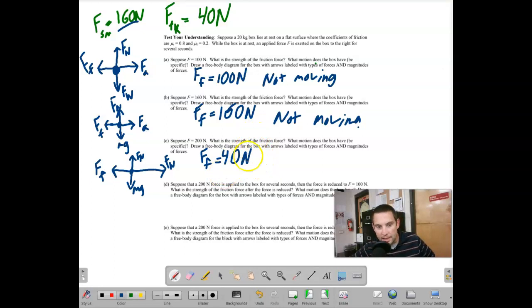But Mr. Scapatis, where did 40 newtons come from? All right, so we have now reached the maximum static frictional force. We've matched it in part B. And then in part C, we've broken that maximum frictional force. And as soon as you break that, the object is going to begin to slide. So we are now accelerating to the right.